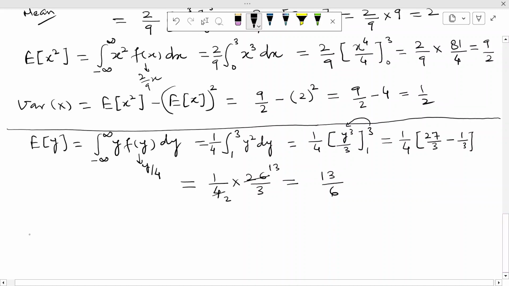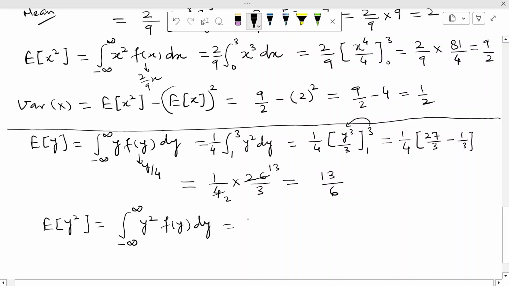Now next we will have expectation of y square. This expectation of y square is again minus infinity to plus infinity. Because we are finding the expectation of y square, we have to take the product of y square with fy. Okay, so this is the definition.